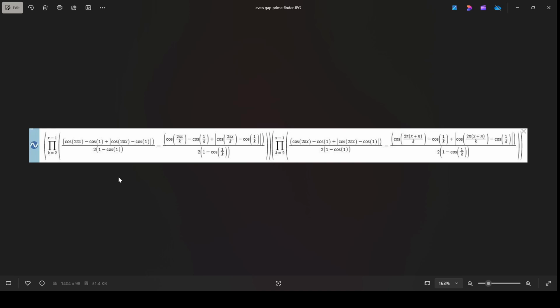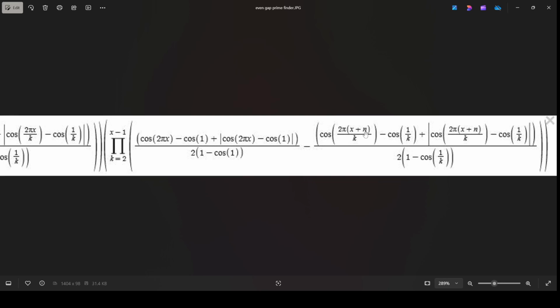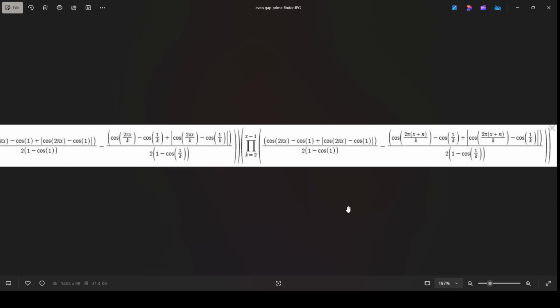But if you plot this thing, x is the variable that you're plotting, and the only other variable in here you notice is this n back here. Well, that n over here represents the gap that you're talking about. So for the twin primes, you're going to set n here equal to 2. So plug 2 in for n and plot this.